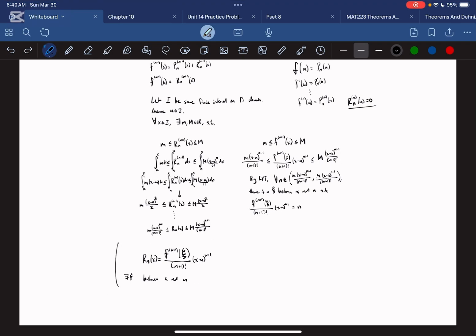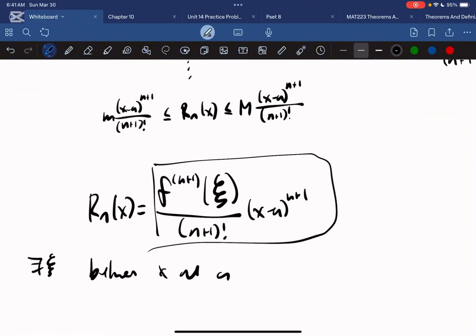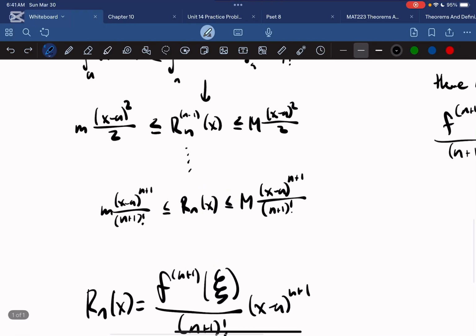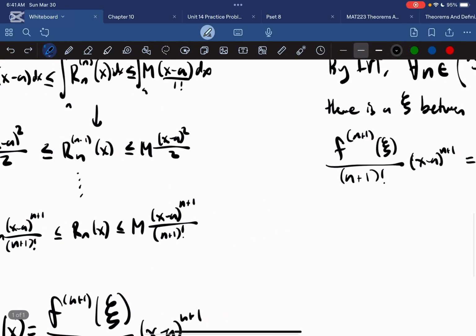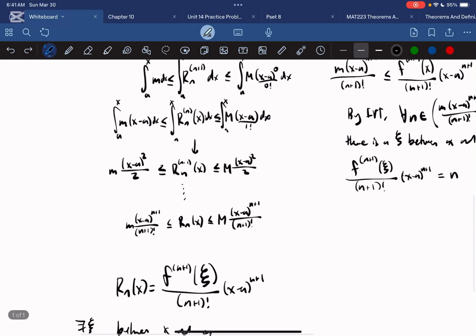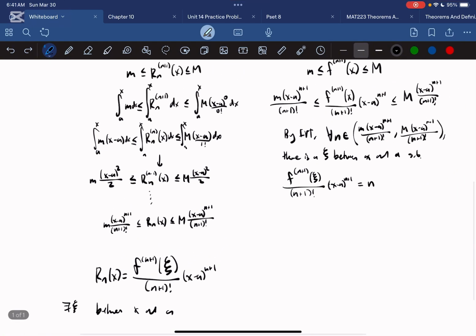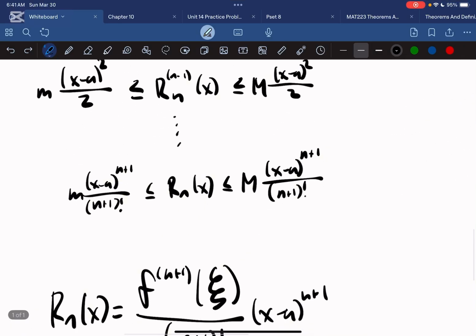And what does this result mean? Well, it just means that we can relate the remainder with the n plus 1 derivative of our function. And more specifically, I think this is a better way of thinking about it. The remainder is bounded by two things, and these two things have to do with the n plus 1 derivative. And so the remainder can only be so big for this function. And this basically just describes how accurate a function is.